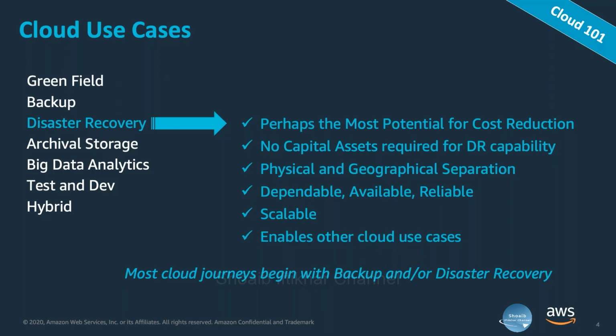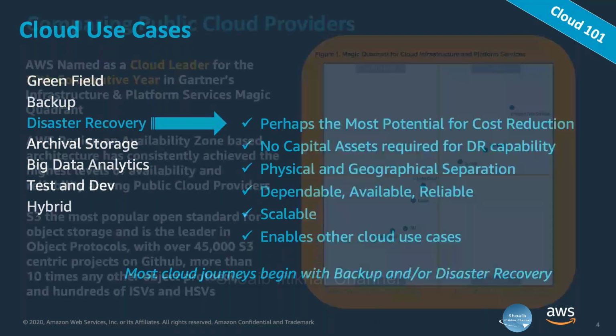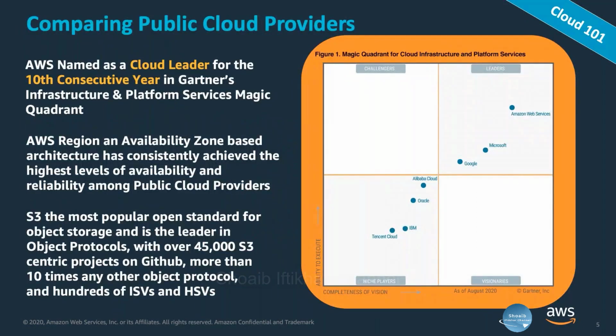By leveraging the cloud for DR, you can get the physical and geographical separation you need in a pay-as-you-use scalable environment. And as a bonus, you can leverage the data in the cloud for many different use cases and services, like AI-based analytics. So not all cloud providers are created the same, and I'd be remiss if I did not introduce AWS as a public cloud provider.